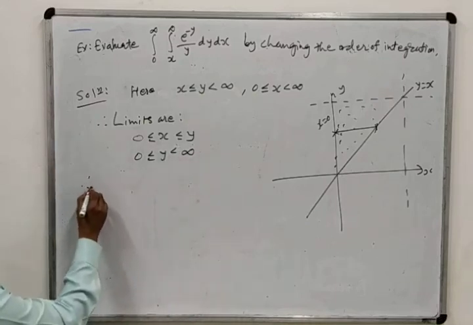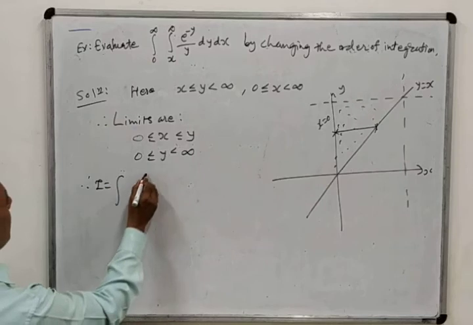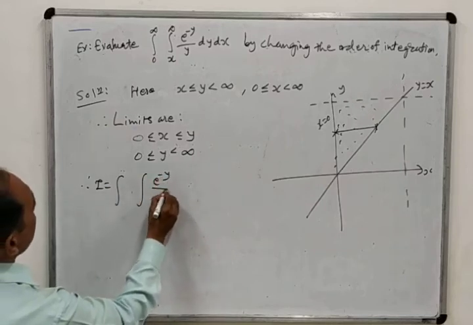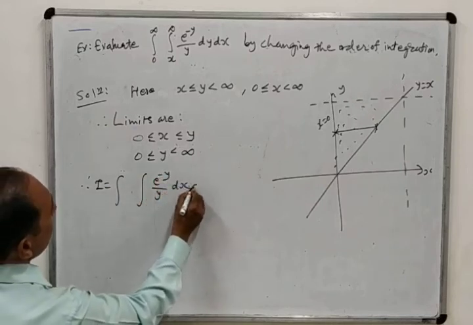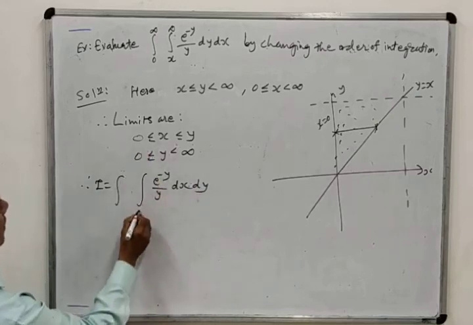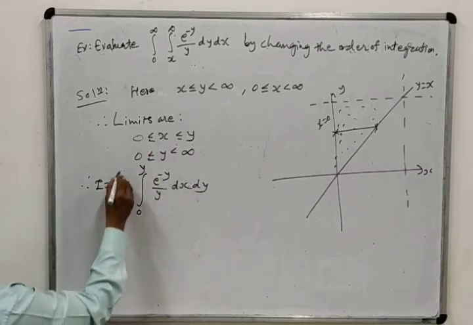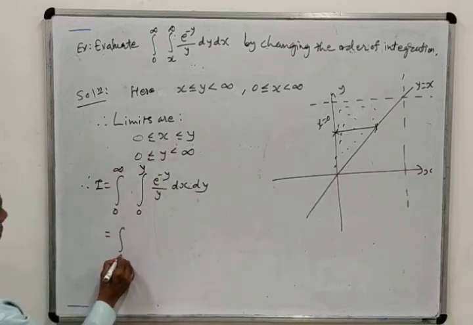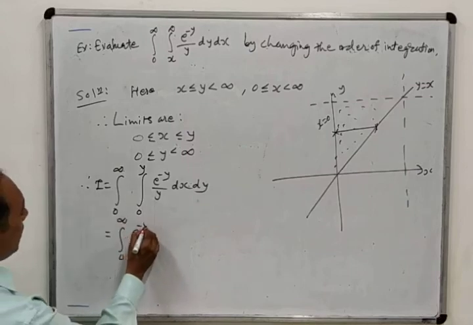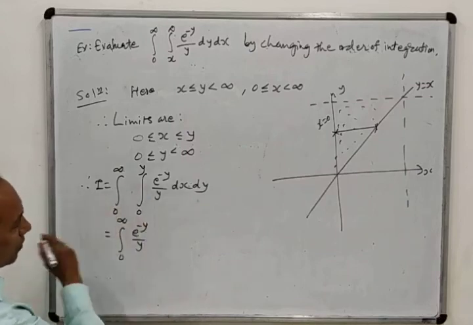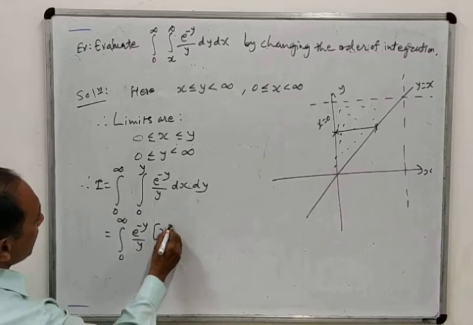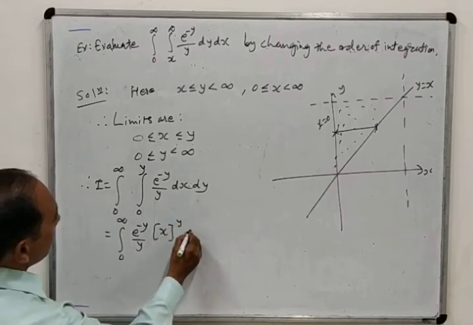And therefore our problem will now become the integral of e raised to minus y upon y, and now we will write here dx dy. x has the limit 0 to y and y has the limit 0 to infinity. So the integration is very easy now. e raised to minus y upon y is constant, so we can take it outside. dx has the integration x from 0 to y, dy.